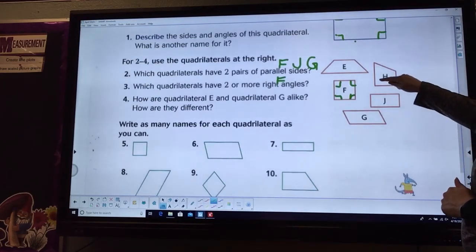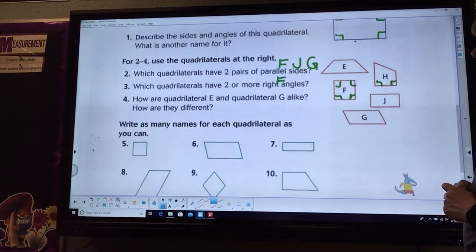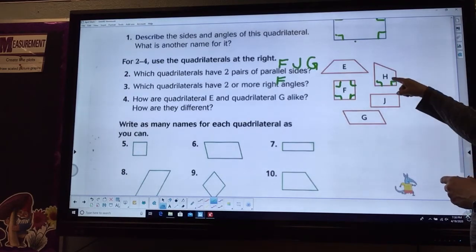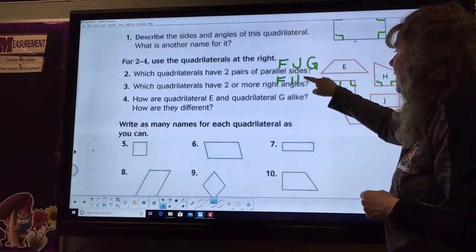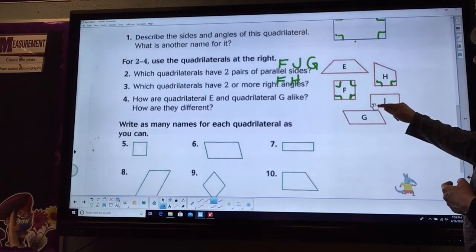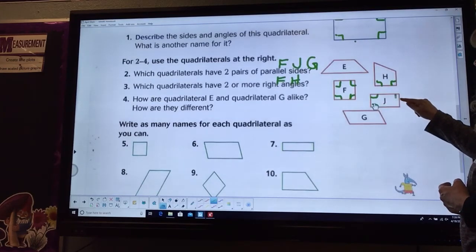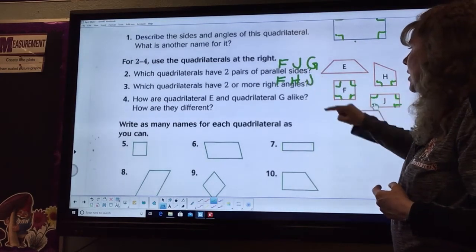How about H up here? I'm seeing 1, 2. Remember, they're asking me if there's 2 or more, so does H qualify for this one? Yes, it does. So we're going to put a letter H there. And how about J? Well, I see that that's a rectangle, and I know that that has 4 right angles. So I know that I need to put a letter J also.